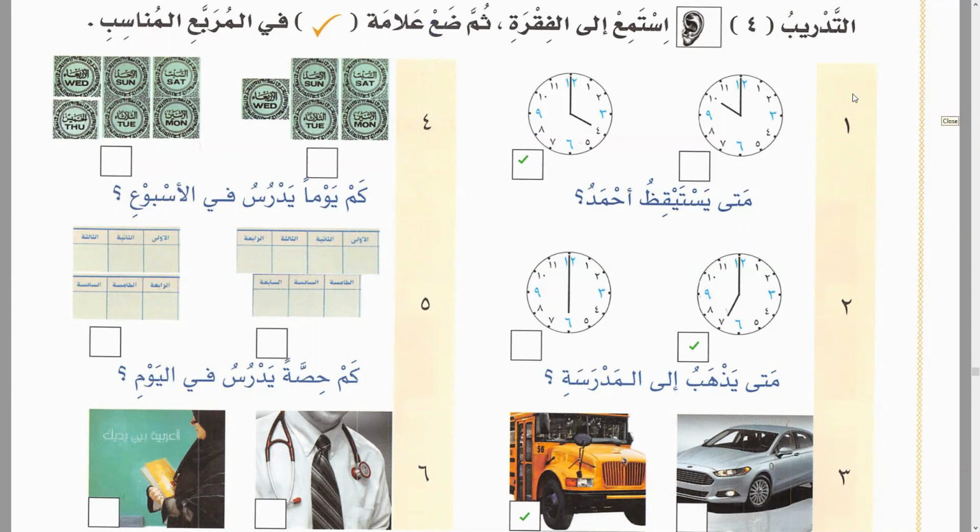Yes. Second and third. يستيقظ أحمد مبكرا في الصباح، يصلي الفجر ويذهب إلى المدرسة الساعة 7 صباحا. هو يذهب بالحافلة. يدرس أحمد 6 أيام في الأسبوع. He studies 6 days in the week. أسبوع is week. He studies 1, 2, 3, 4, 5, 6. ويدرس 7 حصص في اليوم. And he studies 7 periods in a day. Oh, this is 7.